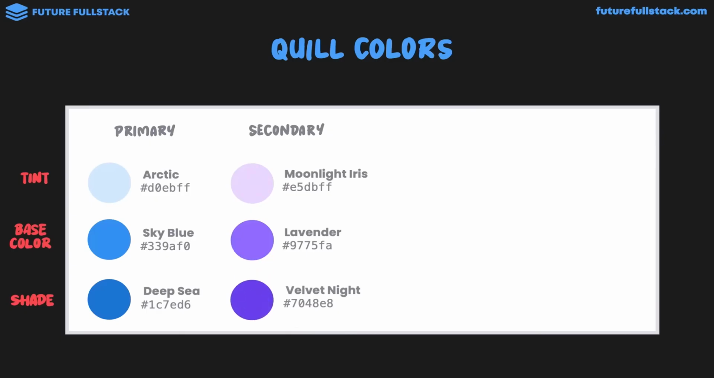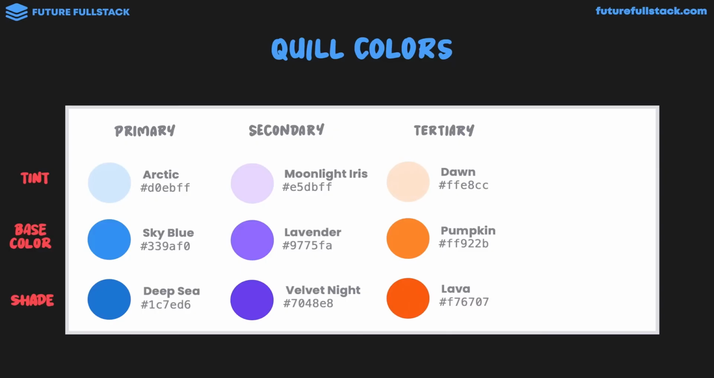I'm going to also introduce a tertiary color. I'm going to call it Pumpkin, which has this hex code, and it's an orange color. The tint I'm going to call Dawn with this hex code, which is a lighter version of this orange. And for the shade, I'm going to call it Lava with this hex code, and this is a darker version of the orange. For my gray color, I'm going to call it Slate, and it looks like this.